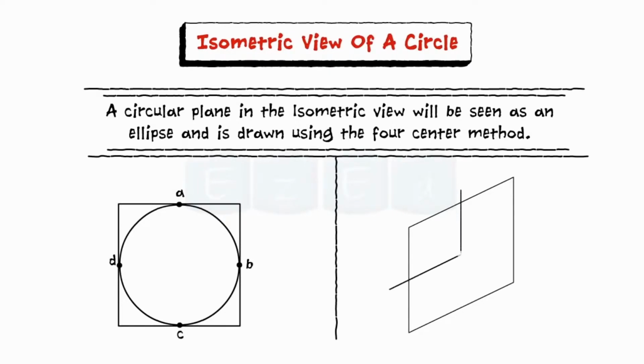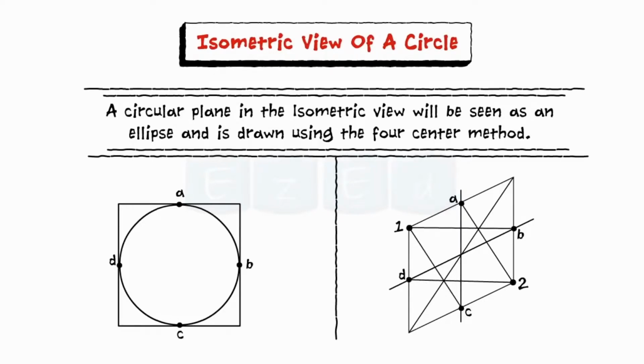For drawing the ellipse, first draw the center lines and mark the points A, B, C, D as shown. Then join the longer diagonal and name the opposite corners 1 and 2 as shown. Now from the corners 1 and 2, draw lines joining the midpoints of the opposite sides. These lines intersect the longer diagonal at points 3 and 4 as shown. Taking 1 as the center, draw arc. Then taking 2 as the center, draw arc. Next, take 3 as the center and draw the arc, and then take 4 as the center and draw arc.